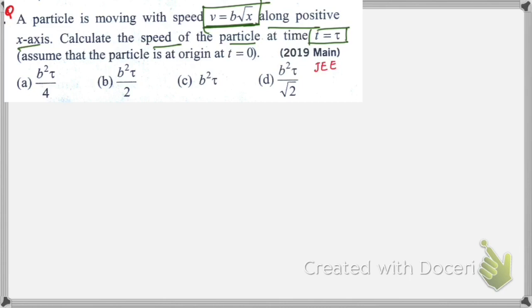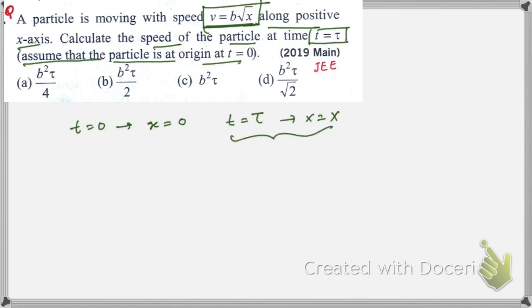Assume that the particle is at the origin when t is equal to 0. When t is equal to 0, the particle is at the origin, that means x is equal to 0. When t is equal to tau, the position will be equal to x. Let me assume that way. Here this velocity v is given by b root x.